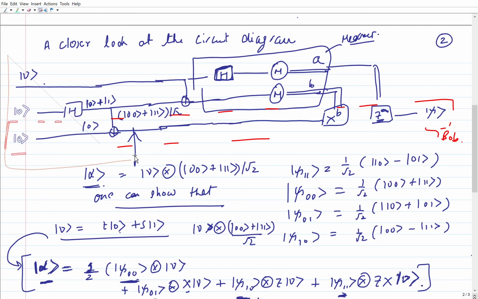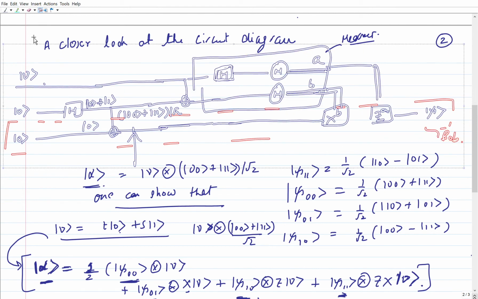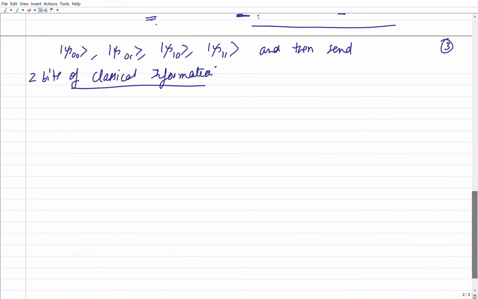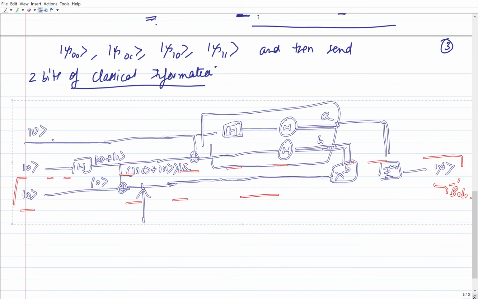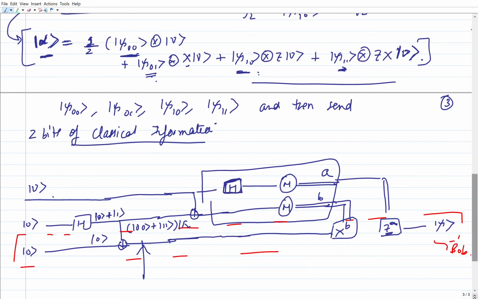So I'll again draw the circuit over here. Yeah. So finally, as you can make out from this circuit, if Alice gets psi 01, then Bob applies an X operator to the state to recover back the state V. I'm using V and psi interchangeably, it doesn't really matter.